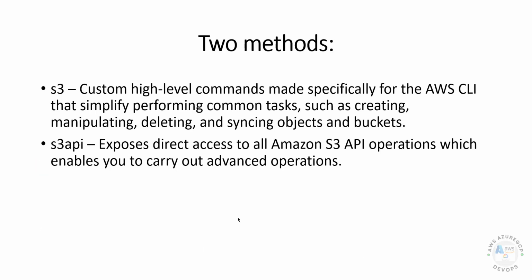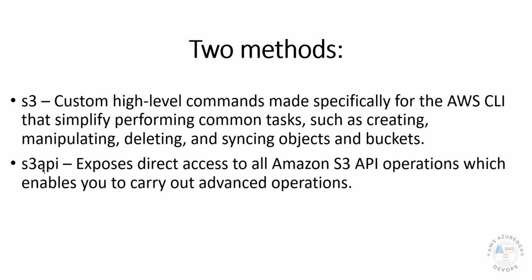Here we have two methods: S3 and S3 API. With S3 we can perform high-level custom commands made specially for AWS CLI that simplify common tasks such as creating, manipulating, deleting and syncing objects and buckets. S3 API exposes direct access to all Amazon S3 API operations, which enables you to carry out advanced operations, like specifying the region and other options. Now we will see how to create an S3 bucket by using these high-level commands and the S3 API.